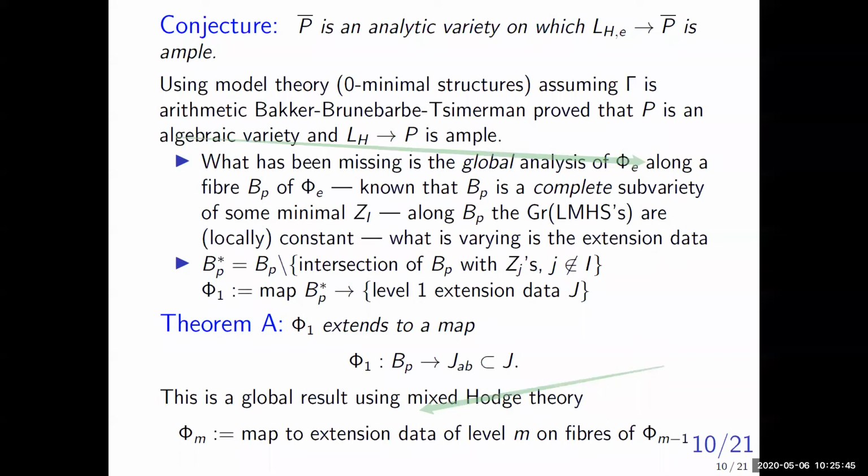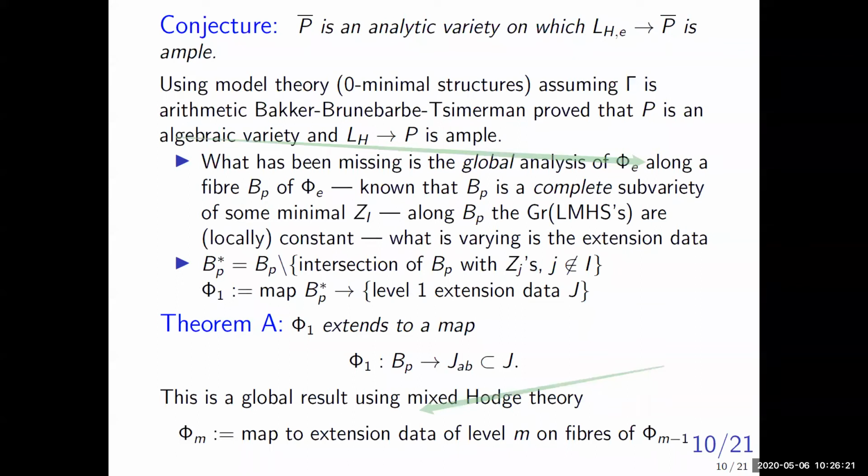Well, first, if you're on a fiber, the map to the extension data of level 1 is only defined on a Zariski open. You have to take out the intersection with the strata of lower dimensions that meet the fiber. So the first result is that actually the level 1 extension data map extends to the complete fiber. That's a global result. It's not a local one, and it's proved using mixed Hodge theory.